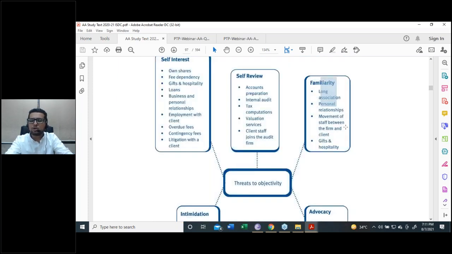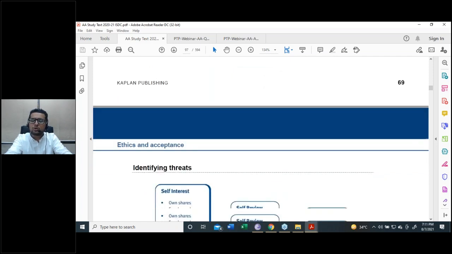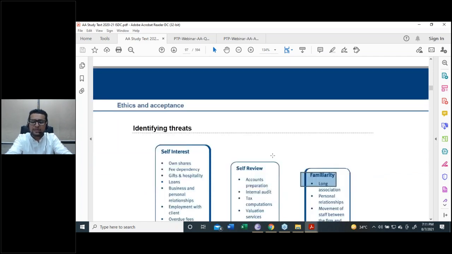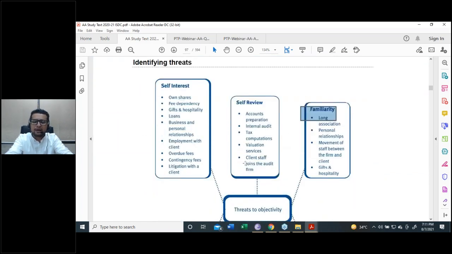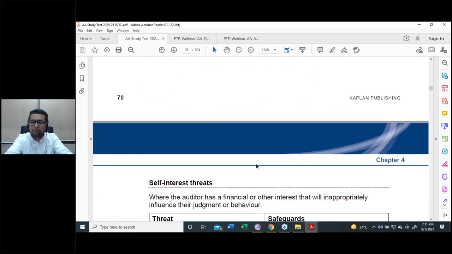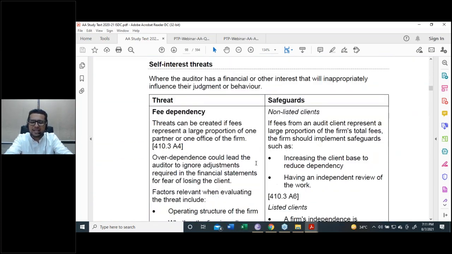The last threat is called familiarity threat, which is long associations or personal relationships, whether they are blood relations or any other relations. Gifts and hospitalities also could create familiarity threat. So we all want to make sure that we follow the fundamental principles called ICOP square, but there are threats, and those threats usually create problems. And in order to overcome those problems, there is a thing called safeguard. Before I start safeguard, if there is any question, I would like to answer those.